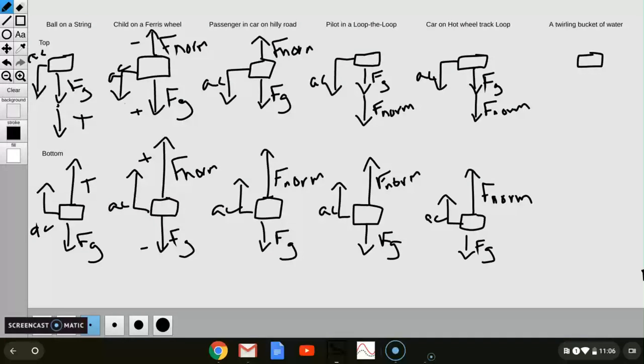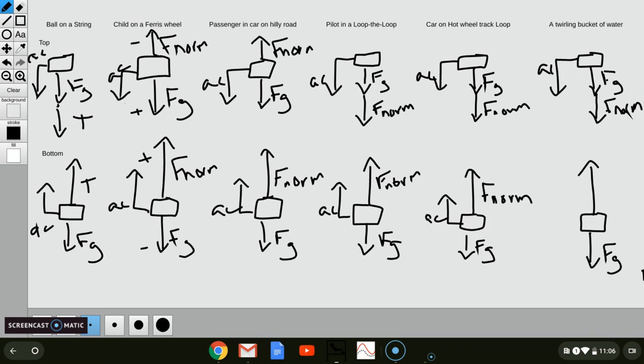But here is your bucket of water above my head. It's got a force of gravity on it. The bucket will be, again, above the water, and so the bucket will be pushing the water down. And so that, again, is a normal force. And so the normal force will give us a nice centripetal acceleration down. Now, at the bottom of the circle, we will have a force of gravity and a normal force up.